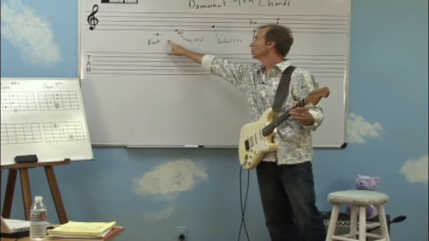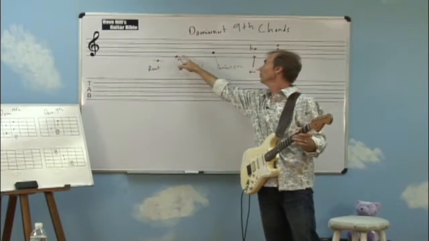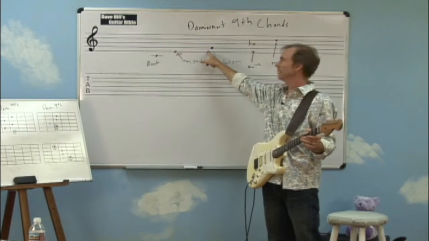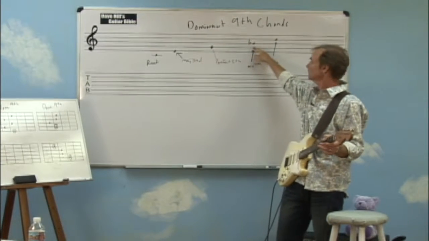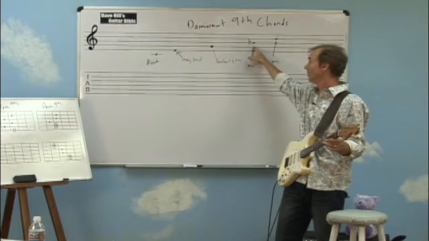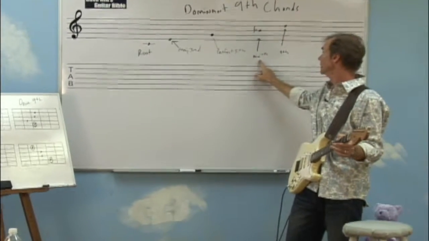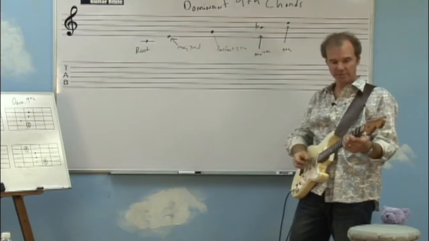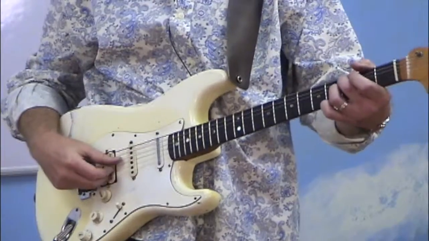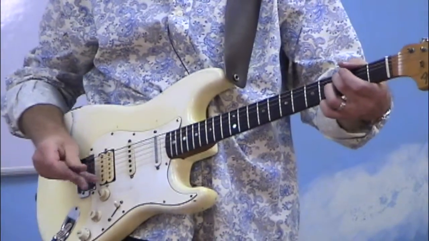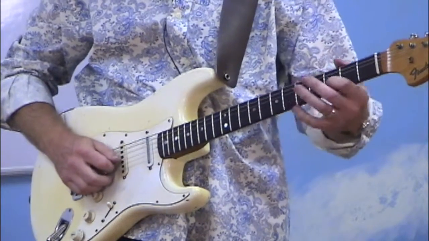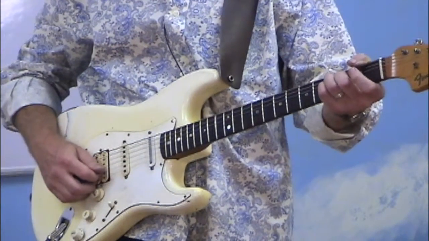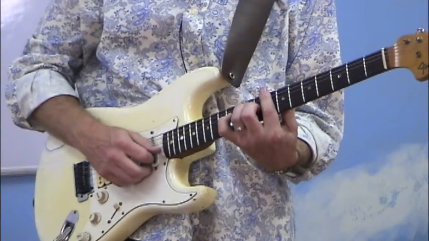A dominant ninth is a root, a third, and a fifth, just like any major triad, but then what we have here is what makes it sound like a dominant seventh chord. It's got the flat seven, also called a minor seventh. When you listen to it, you'll hear right away it sounds like a dominant chord. So we have root, third, fifth, flat seven. But it doesn't end there. That's just the dominant seventh chord.